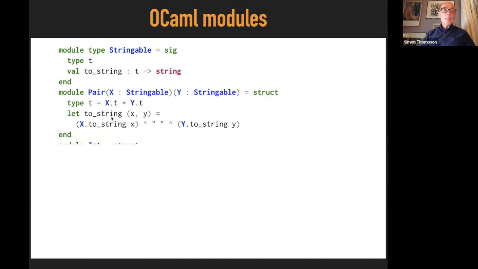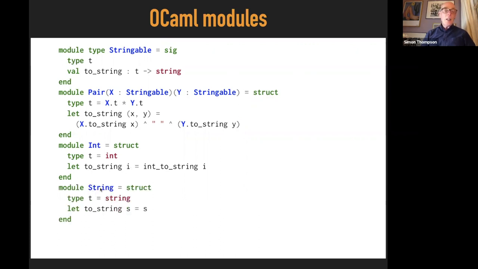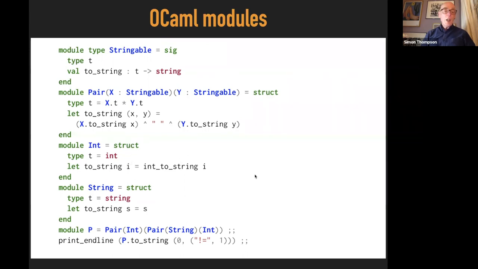And let's have a look now. Here we've got an example. This is a signature. Here's a structure. It's an int structure. It's got a T and it's got a toString method. And we happen to have a string structure that's got a toString method. And finally, note that we've not given either of these structures a type. We've not said what type these things are. But what we do here is we're saying, actually, I want to build a module P, which takes a string and an int and pairs them, and then pairs the result with an int.